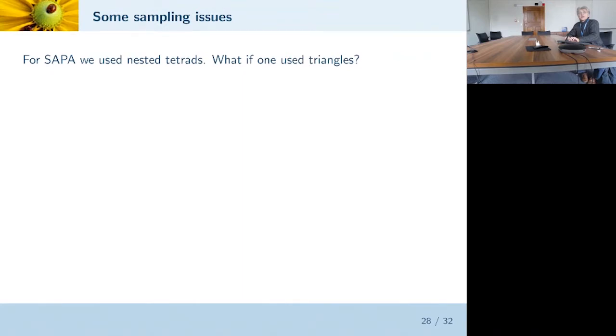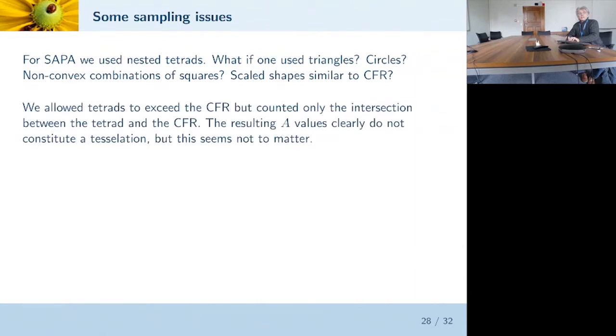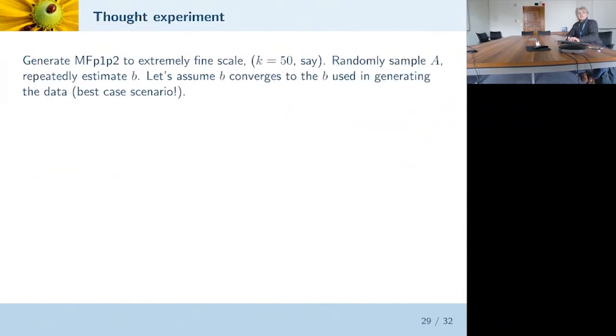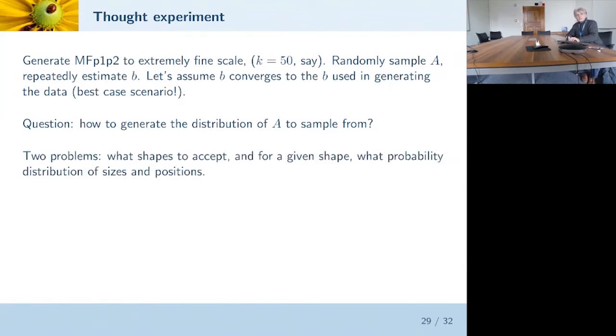For instance, if we use different triangles, if we use other kinds of ways of putting things together, we can put things together in completely peculiar shapes, not squares inside squares, or we just use scaled shapes, which are the same shape as the CFR or whatever. We get something which is clearly not a tessellation, despite the fact that the theory was developed for tessellation, but this actually seems to give us good values. I don't know if this is acceptable. So if you, for instance, do a very fine scale, k equals 50, so we did experiments like this, but not for such a fine scale, it's computationally very expensive, and we actually tried out distribution of A, and we got values, it worked really well, but actually there's a problem. Which shape should we accept? If we have a given shape, what is the probability distribution?